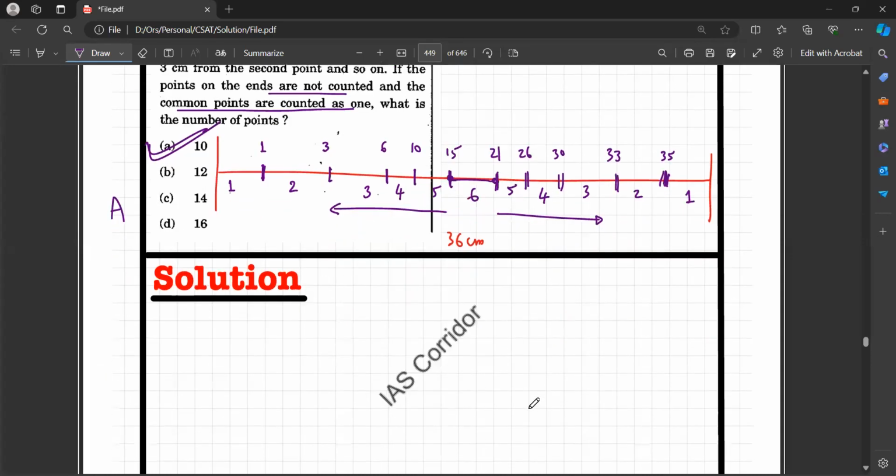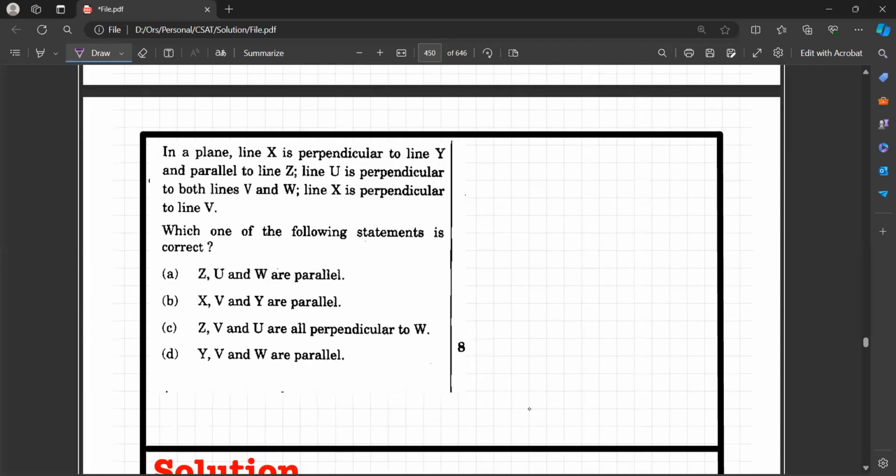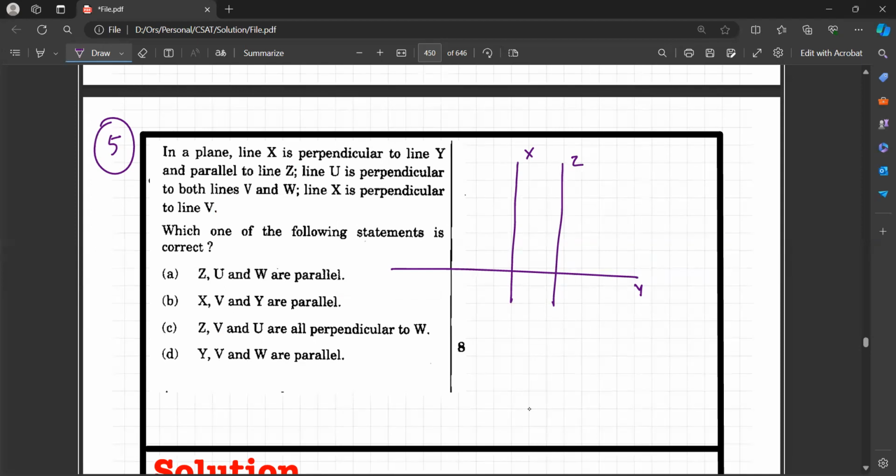Let us go to question number 5. In a plane, line x is perpendicular to y, and parallel to z. This is line x, y. Line u is perpendicular to both v and w, but we don't know about v and w.